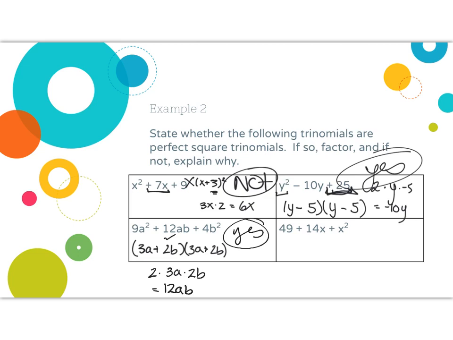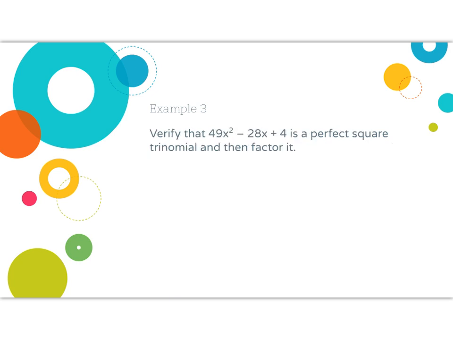Last one here, square root of 49 is 7, and the square root of x squared is x. So I'm going to use both of those. The middle term is positive, therefore these are separated by addition. And so double checking that middle term, 2 times our first term times our last term, 2 times 7 times x is positive 14x. Therefore, our middle term works, and yes, this is a perfect square trinomial.